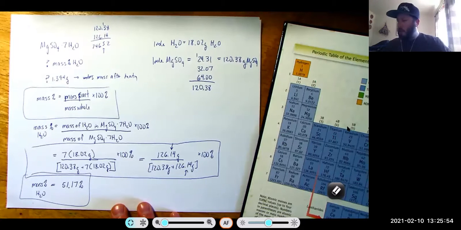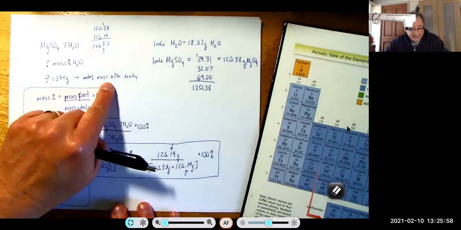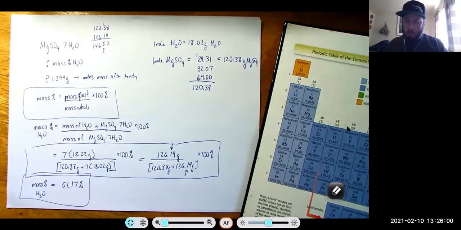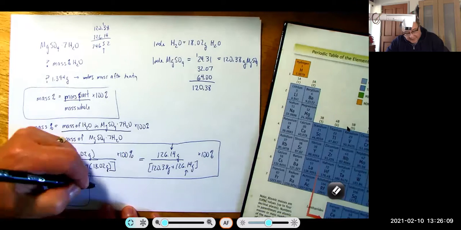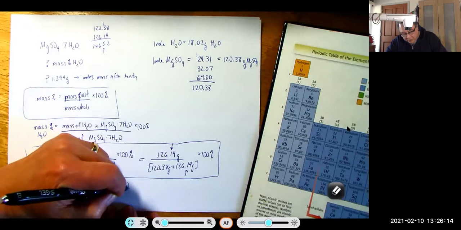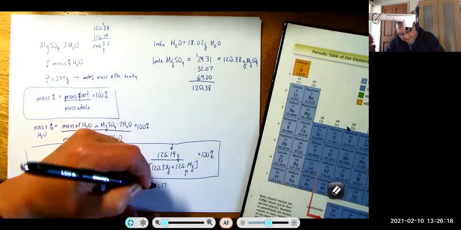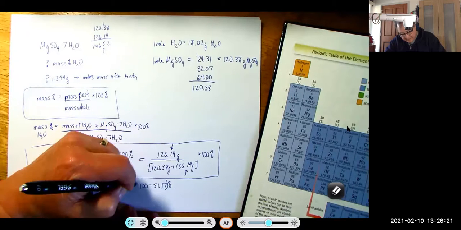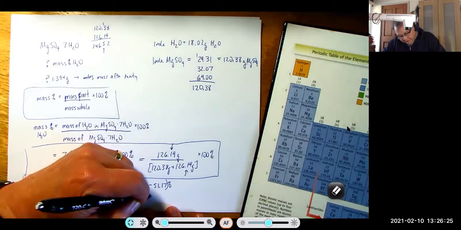No, that's good. Thank you. Let's look at the second part. What is the mass after heating? Okay. Here, if the mass percent of H2O is 51.17%, then that means the mass percent of MgSO4 is 100 minus 51.17%. And that's going to be 48.83%.